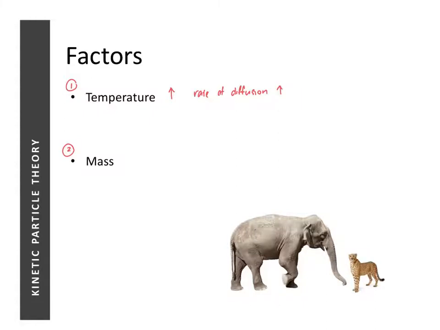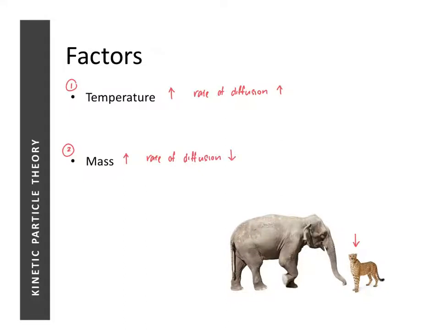How about mass? In a situation where an elephant and a leopard are given the same amount of energy, which animal will move faster? I hope you can imagine that the leopard will move faster. Why? Because the leopard has a lower mass, so when they have the same amount of energy, the one with the lower mass will end up moving faster. It's the same with gas particles. When the mass of a gas particle increases, the rate of diffusion will decrease.